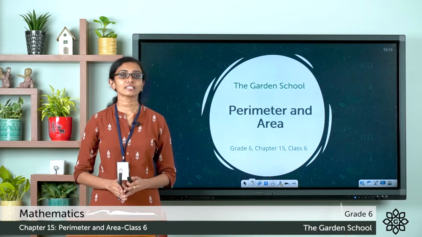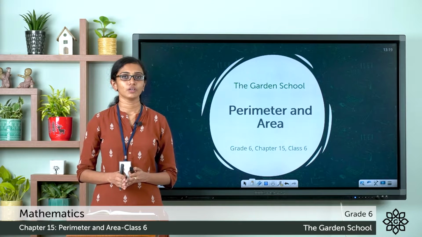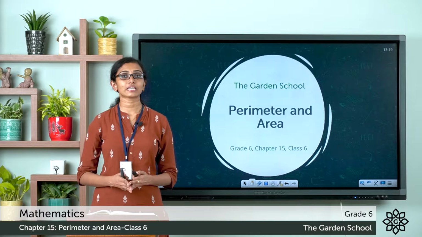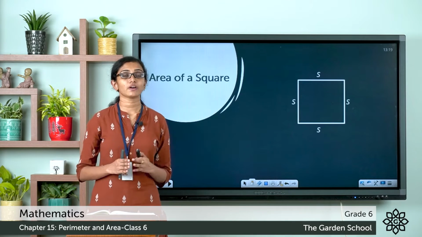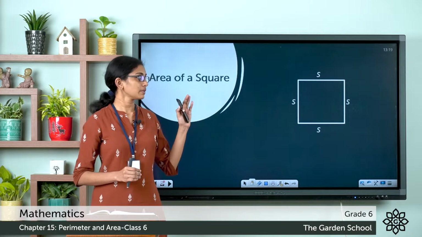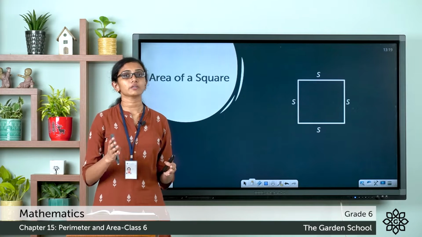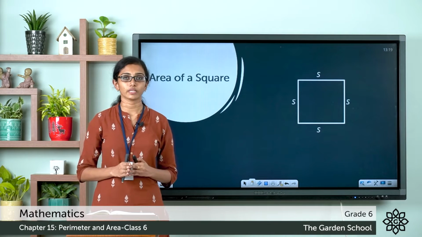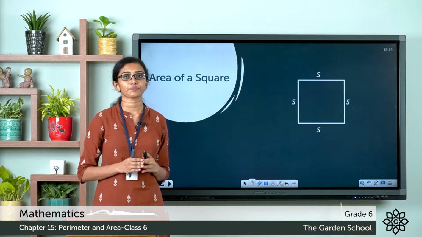In the previous class, we learned how to find out the area of a given rectangle. So today let's see how we can find the area of a given square. We know a square can be defined as a rectangle with all its sides of equal length. So here we have a square, all its sides are of equal length, and let each side be of measure S units. So here we can see a square with side S.